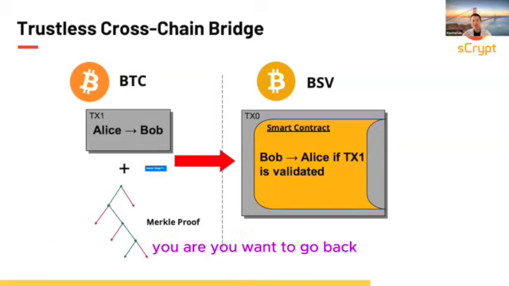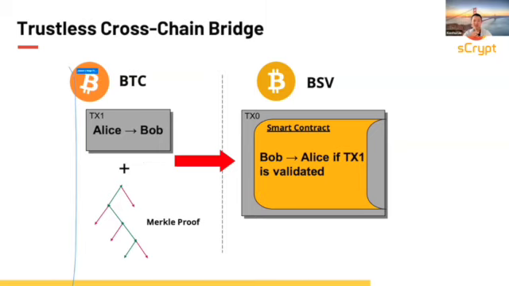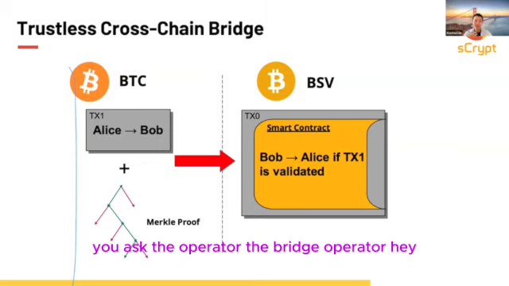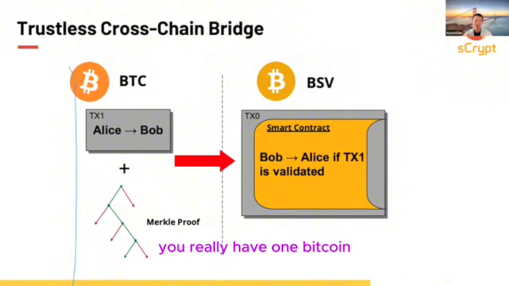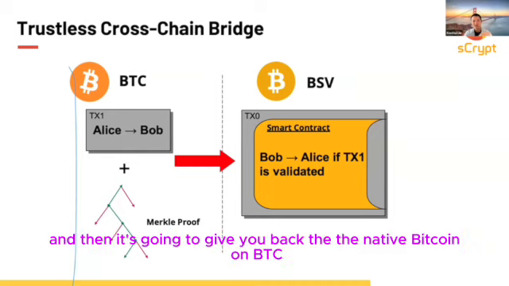And then when you are ready and want to go back, you ask the bridge operator, hey, I want to go back. And then the bridge operator checks, hey, do you really have one Bitcoin? You can burn the wrapped Bitcoin, right? And then it's going to give you back the native Bitcoin on BTC.